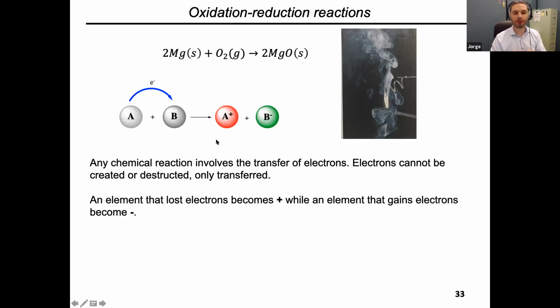That's our focus on oxidation reduction reactions. We will estimate how many electrons were lost by an element and how many electrons were gained by the other element. Remember, an element that lost electrons becomes positive, while an element that gains electrons becomes negative. Careful with that. This has to be clear in your head.